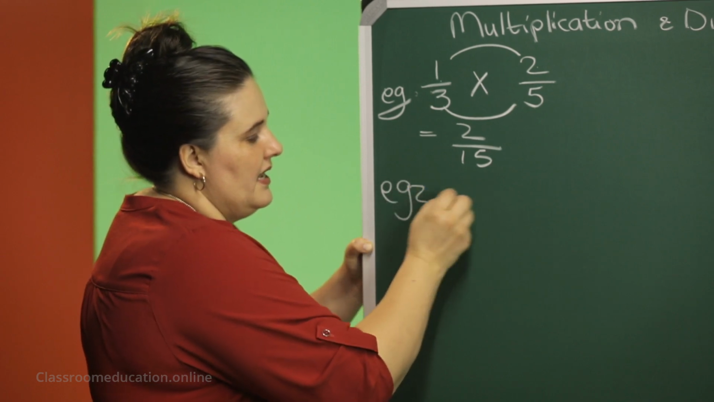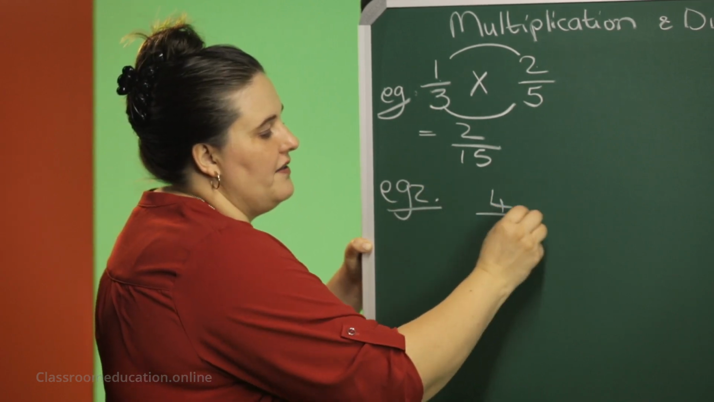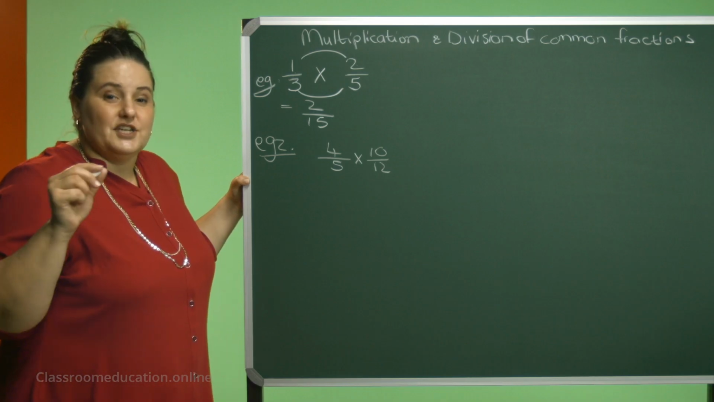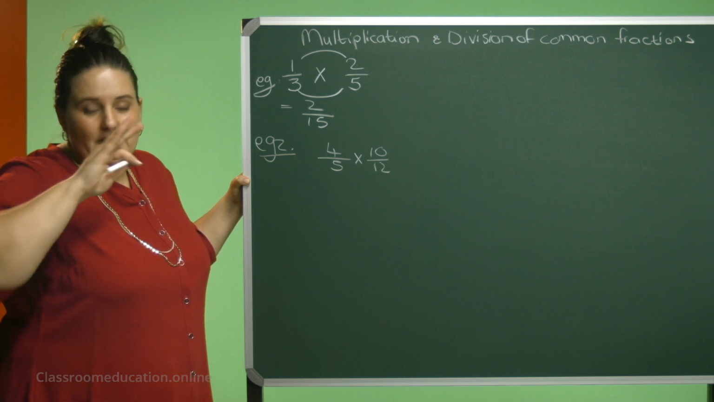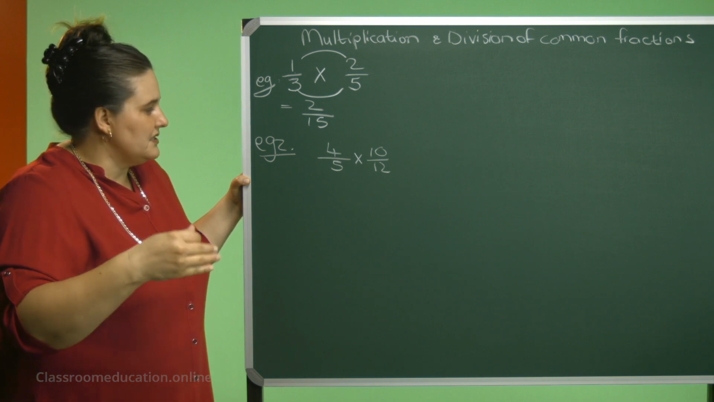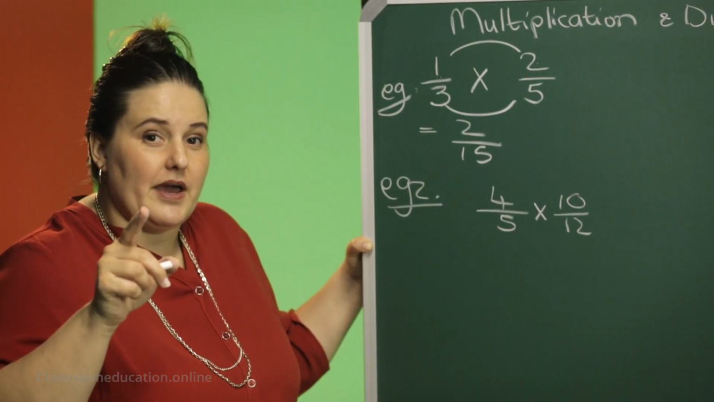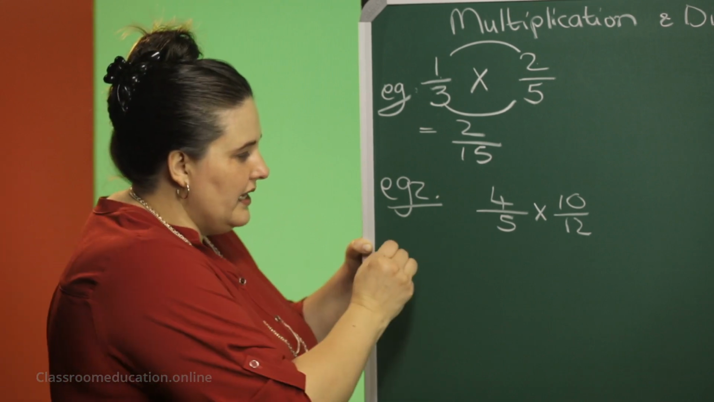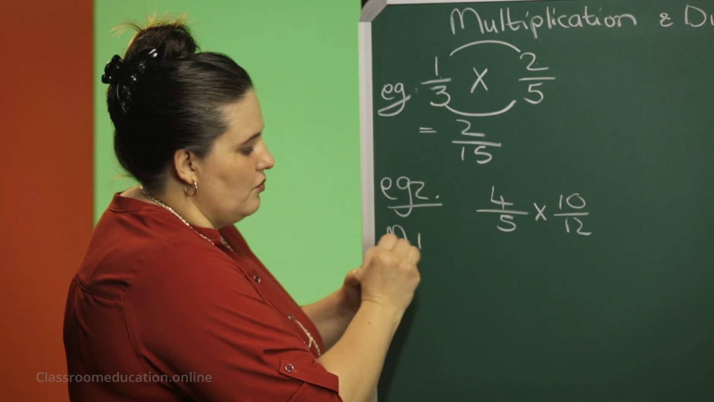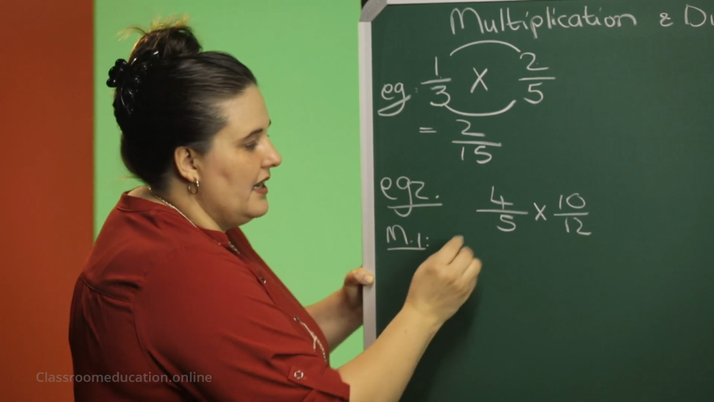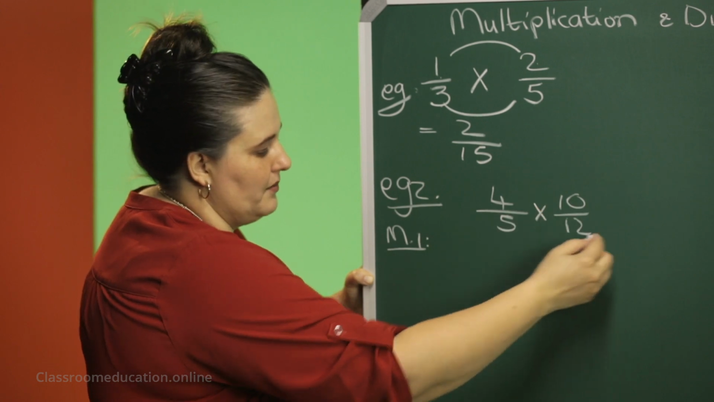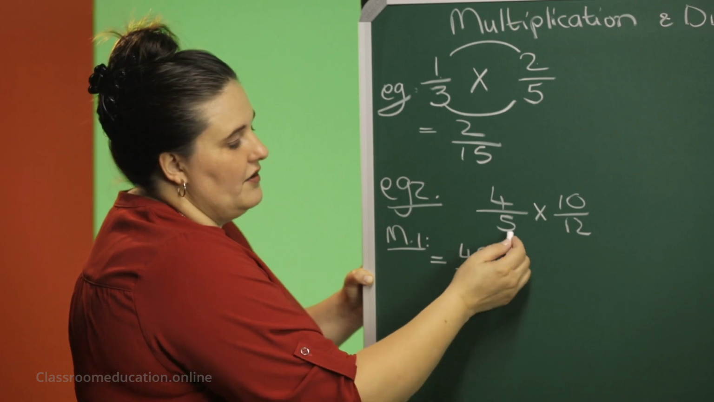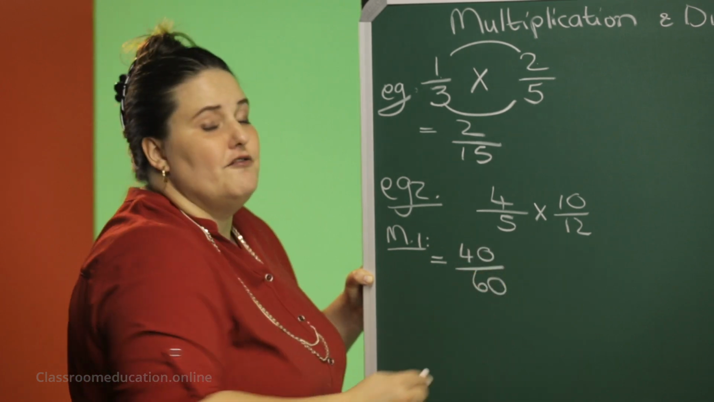Example 2. If I have something like 4/5 times 10/12. I just told you that it's straightforward, top times top, bottom times bottom. So I'm going to show you now 2 methods. The first one will be the top, top, bottom, bottom. So let's do that. Method 1, M1. I will multiply top by top and bottom by bottom. So I will have 4 times 10 is 40 over 5 times 12 is 60.